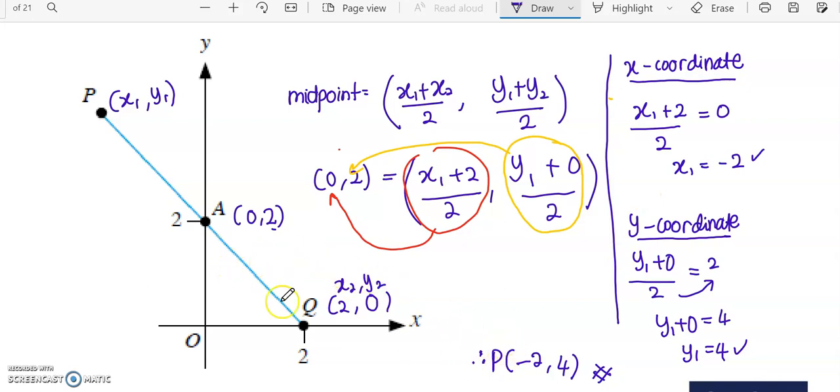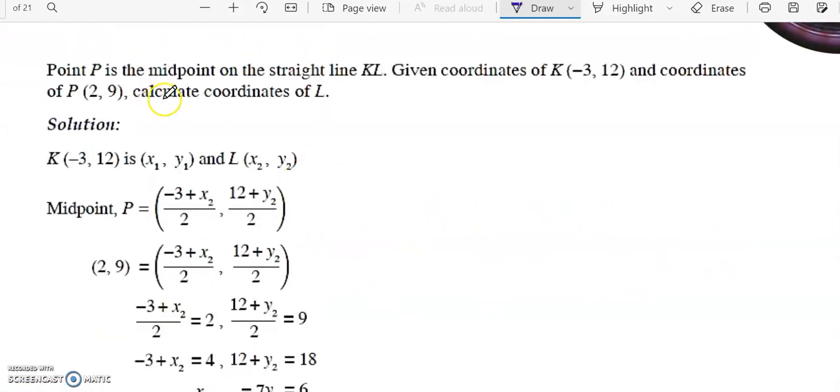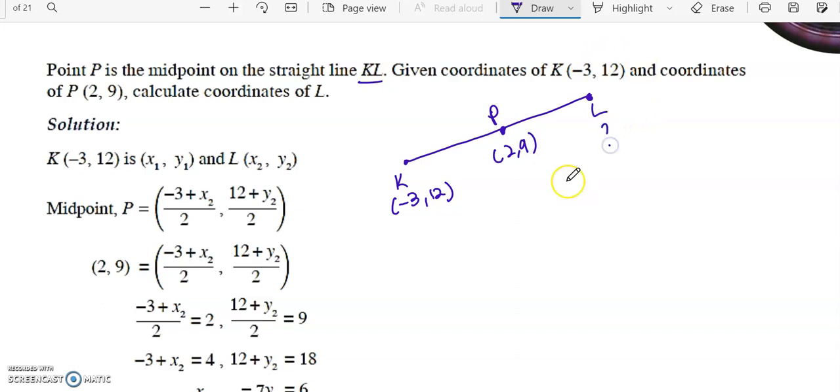Another type is where the midpoint and one point are given. Next question. Point P is the midpoint of straight line KL. Given that the coordinates of K are (-3, 12) and the coordinates of P are (2, 9), calculate the coordinates of L. Let's say they don't give you a diagram, so you draw it to see it. We have KL, and then we have midpoint P. Point K is (-3, 12), and point P is (2, 9). They want to know the coordinates of L.